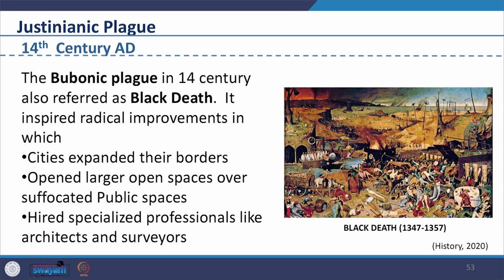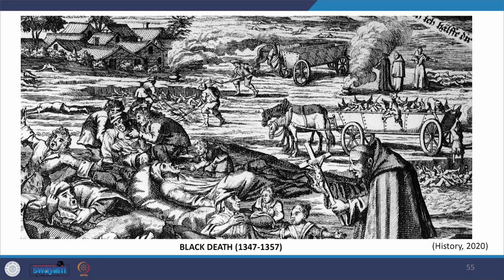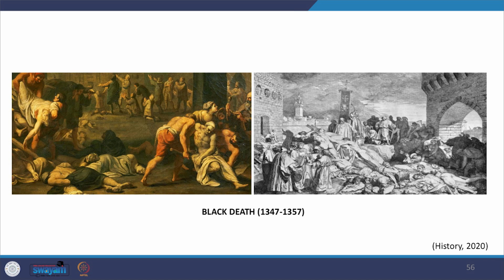Later we see bubonic plague in the 14th century, also referred to as the Black Death. It inspired a radical movement in which cities expanded their borders, opened larger open spaces, decongested public spaces, and hired specialized professionals like architects and surveyors following this Black Death. As per history, the Black Death was a devastating global epidemic of bubonic plague that struck Europe and Asia in the mid-1300s.